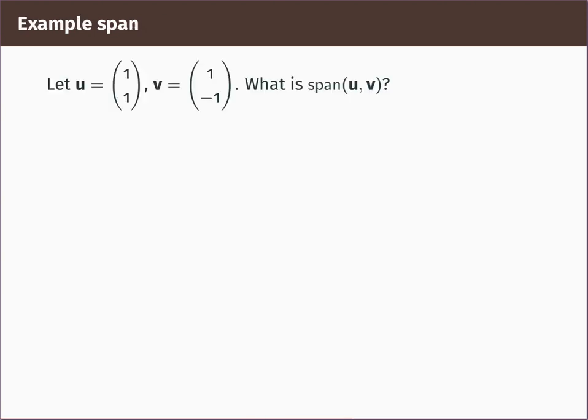Let's now look at an example span. So say we've got these two vectors here, and I should say where they belong to. These are supposed to be elements of R squared. And the question is, what is the span of u, v? So can we characterize this span in some nicer way, other than just saying it's the set of all linear combinations of u and v? Well, we can. This span is all of R squared.